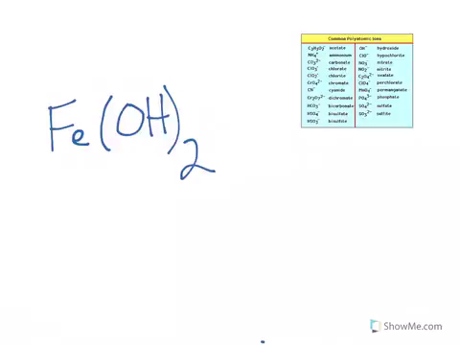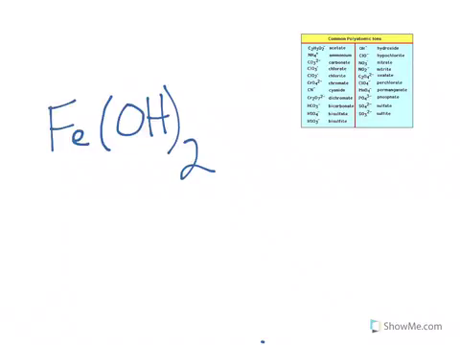All right, let's do our last little segment here. We're done naming and writing ionic compounds with transition metals. We talked about writing the chemical formula with ionic compounds containing polyatomic ions, and let's finally look at how to write the name of ionic compounds containing polyatomic ions.